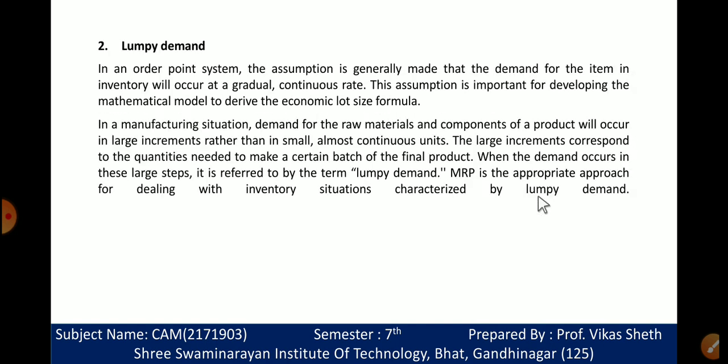In the next slide, lumpy demand. In an order point system, the assumption is generally made that the demand for the item in inventory will occur at a gradual continuous rate. This assumption is important for developing the mathematical model to derive the economic lot size formula. This means some order is always gradually increasing as per the requirement, right? So we can always apply a mathematical model, okay? So how we control the inventory, okay?